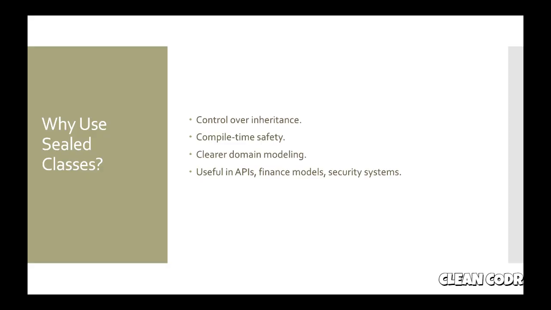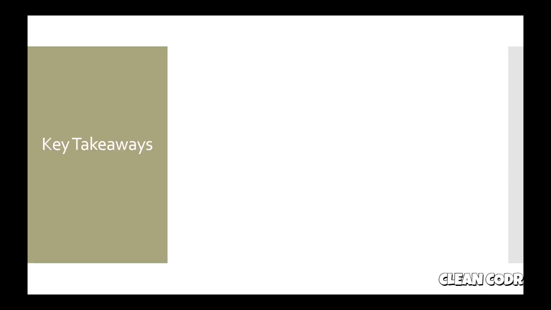Why sealed classes? We talked about what the problem with inheritance was. Here's the solution that Java came up with. It provides control over inheritance, compile-time safety, and clear domain modeling, and is very useful in APIs. So when you're doing financial modeling or security systems, you need to have control over the type of subclasses that you can generate. That's why sealed classes are not just tech-savvy stuff. This comes in handy in a lot of use cases.